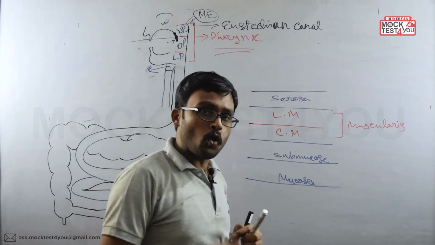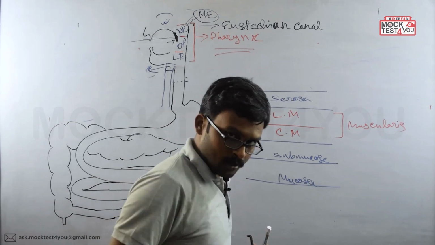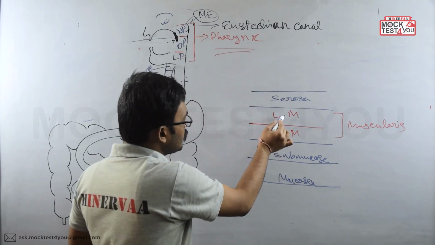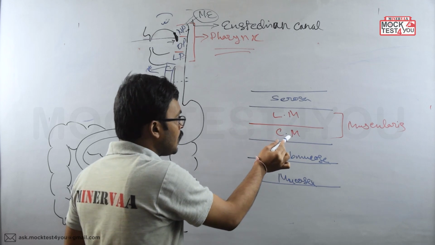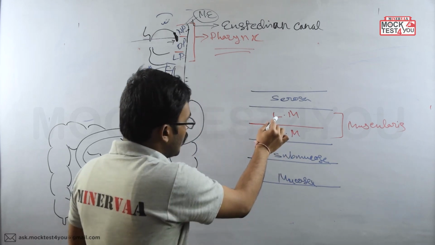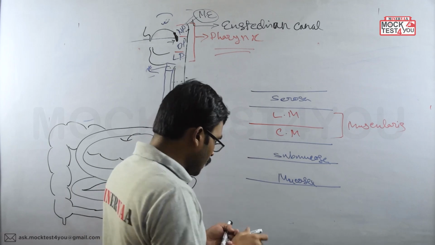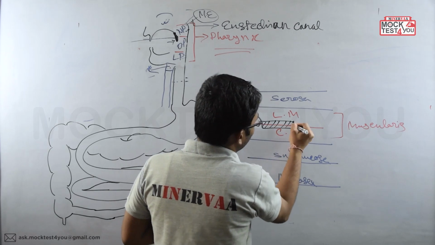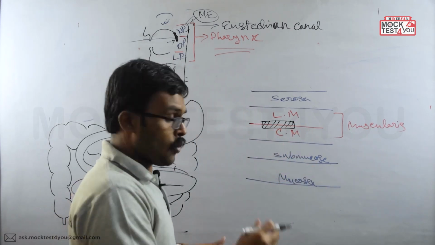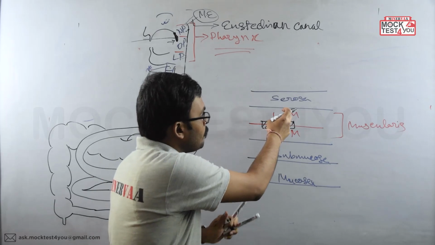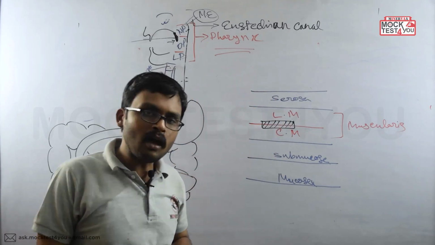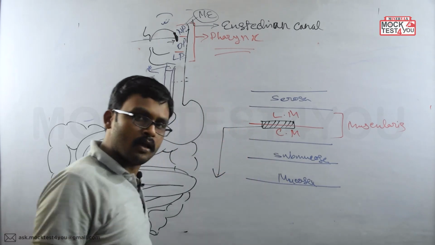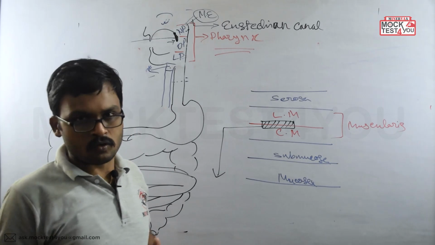Here we are getting two areas of nerve net or nerve plexus. One is between the longitudinal muscle and the circular muscle. Here, in between the longitudinal muscle and the circular muscle, we are getting a nerve plexus, or net of nerve, which is helping for the contraction of this longitudinal muscle and the circular muscles. Now, what is the name of this nerve plexus present over here? This is known as Auerbach's plexus.